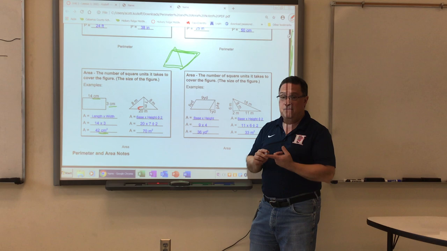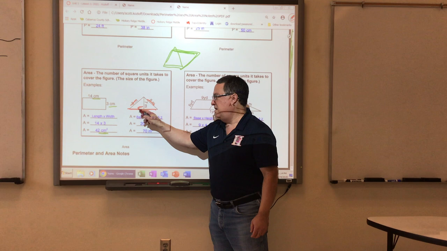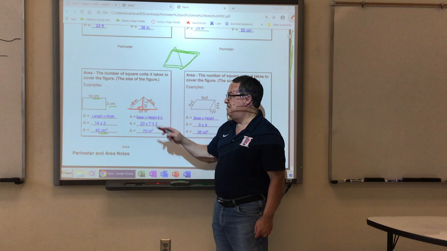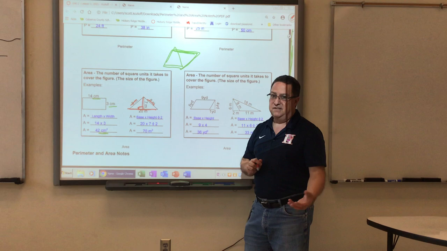So in other words, I'm not using this side, and I'm not using this side. I'm going to use the base, because that's where one of those right angle signs touches, and the height, which is where the other right angle sign touches. That would be 20 times 7. And once I get that, I still have to divide it by 2 because it's a triangle. Hope that makes sense for area.